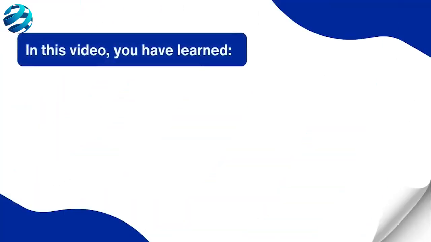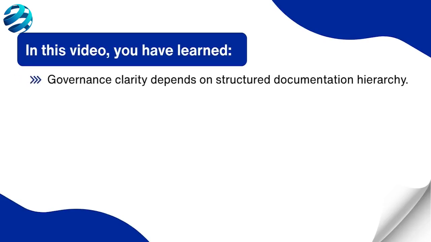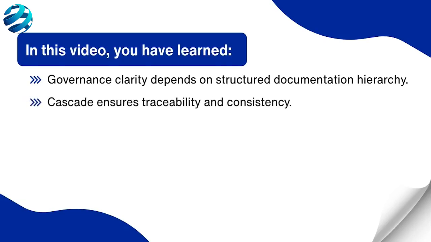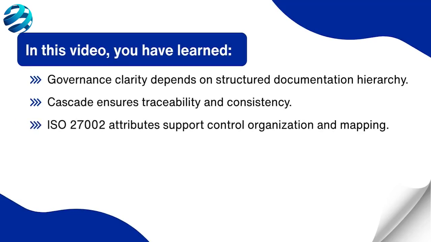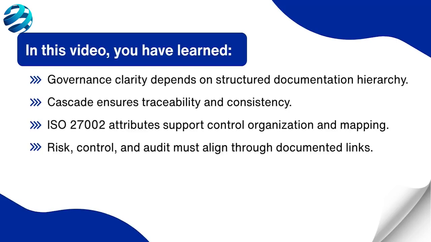Let's do a quick recap of the key learnings covered in this video. In this video, you have learned that governance clarity depends on structured documentation hierarchy. The policy standard procedure cascade ensures traceability and consistency. That ISO 27002 attributes support control organization and mapping. And finally, that risk, control, and audit must align through documented links.